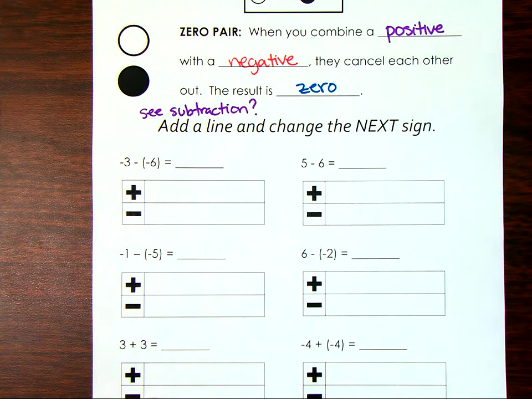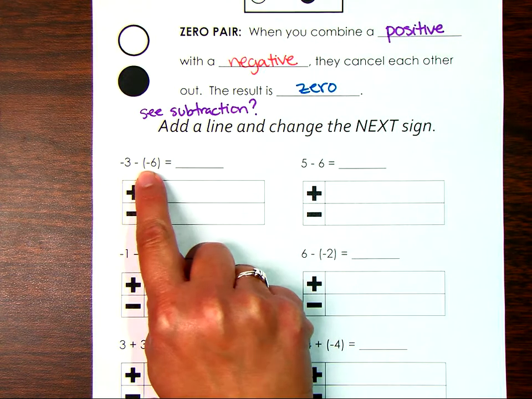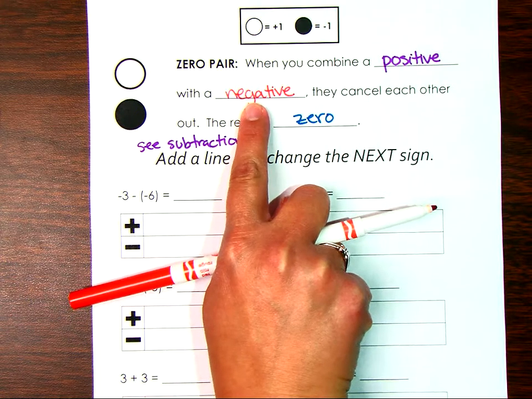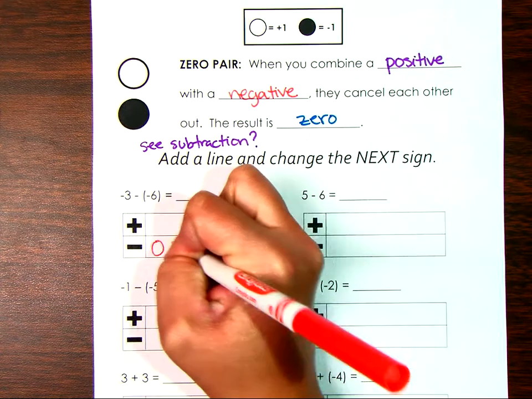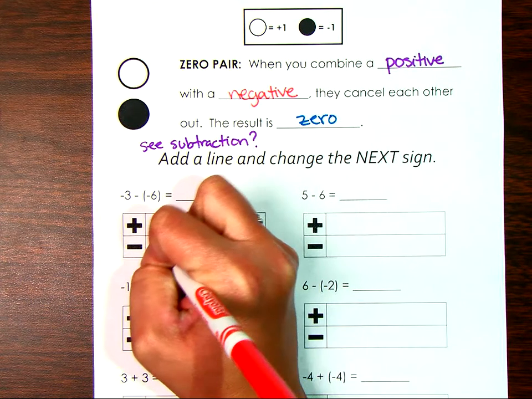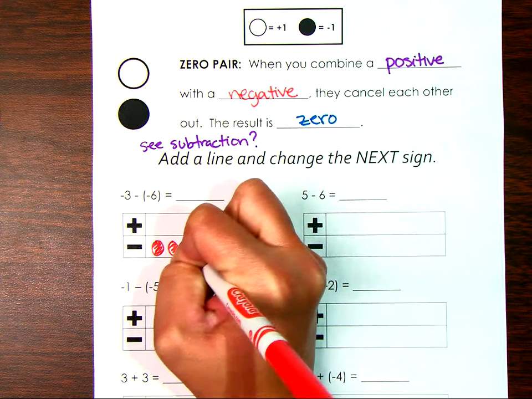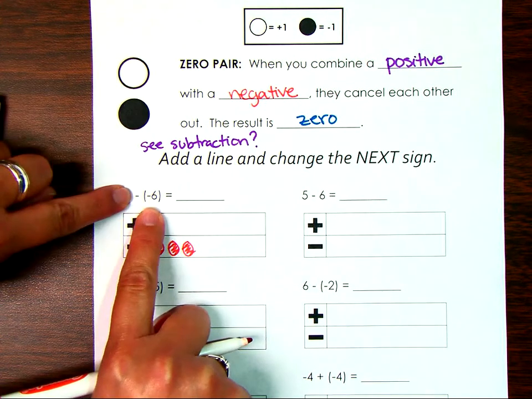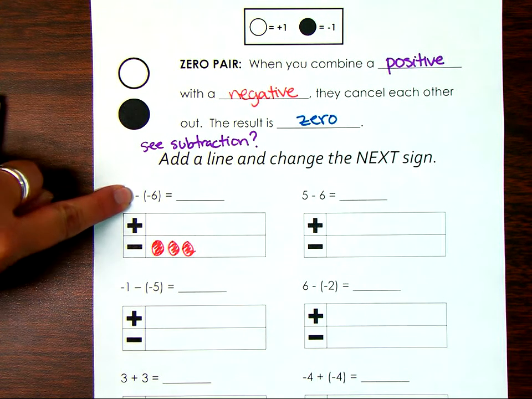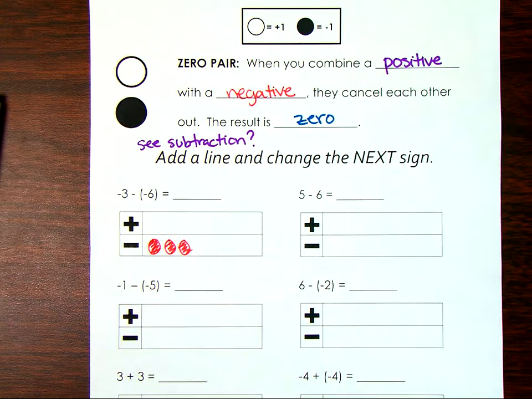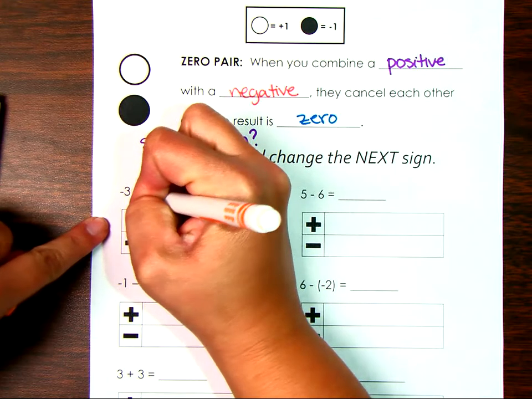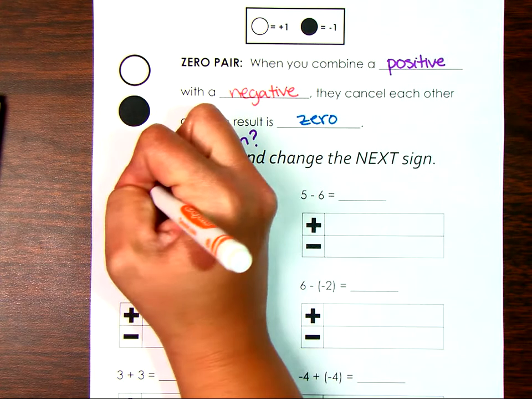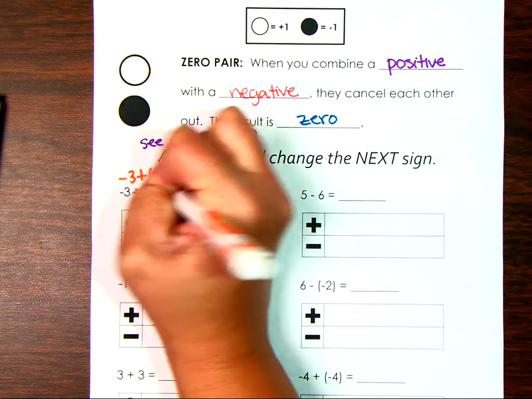So the first one says -3 take away 6 negatives. I'm going to use red for the negatives. So I draw 3 negatives, 1, 2, 3. You can see with this picture, if I have 3 negatives, can I physically take away 6 negatives? Hopefully you said no, so we see subtraction, we add a line, change the next sign. So this is now really -3 plus 6.